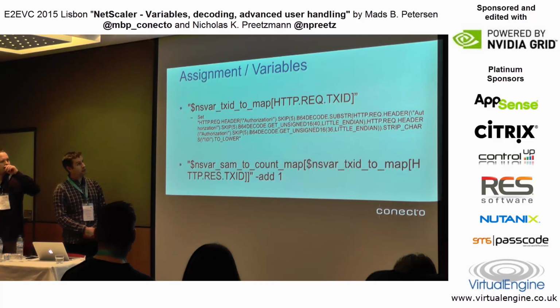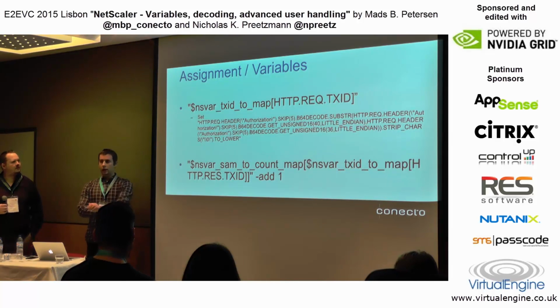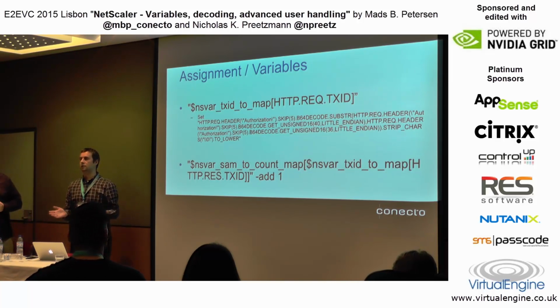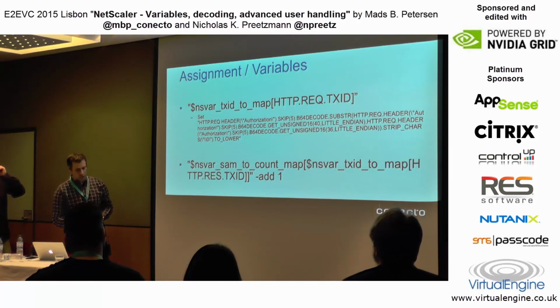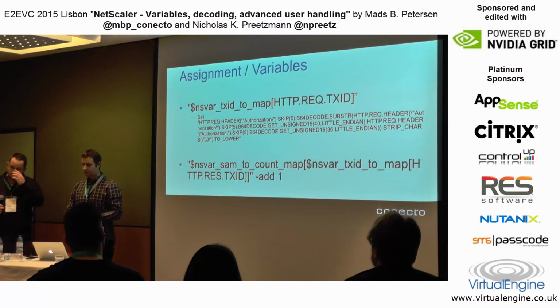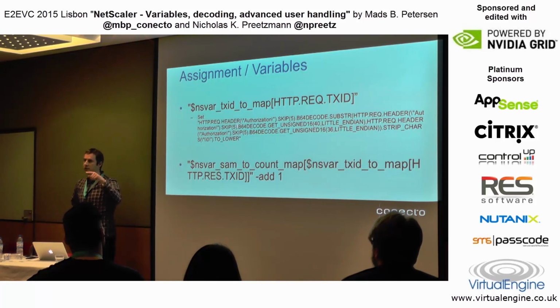Now, this is examples of using already created variable sets. You define it as a global variable, and once the map or the variable has been defined, you cannot change it. You have to delete it and recreate it. Now, what we do in the first one is say, right, I want to take my HTTP request transaction ID and save it in my variable map. And what we actually do here is extract the username from an NTLM request and mapping it to a transaction ID.